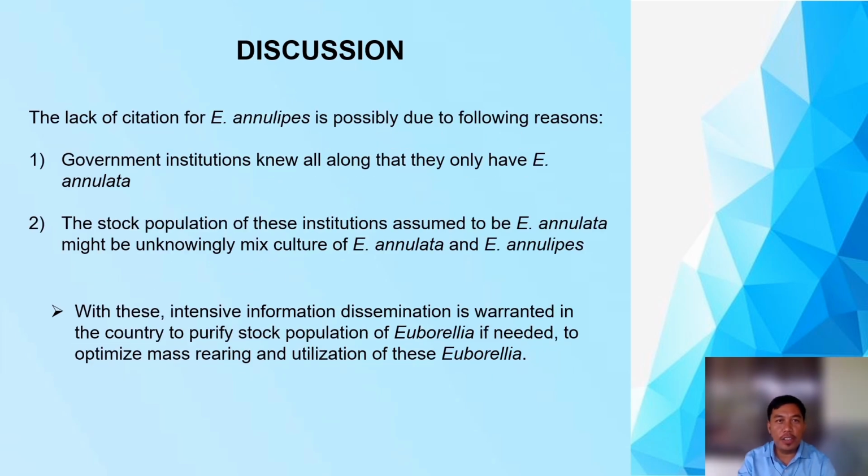The lack of citation for Euborrellia annulipes is possibly due to the following reasons. First, government institutions knew all along that they only have Euborrellia annulata that is being promoted and distributed to end users and is being used for research purposes in the country. Second, the stock population of these institutions assumed to be Euborrellia annulata might be an unknowingly mixed culture of Euborrellia annulata and Euborrellia annulipes. Hence, even when Euborrellia annulipes have been used for various purposes, it was acknowledged as Euborrellia annulata.